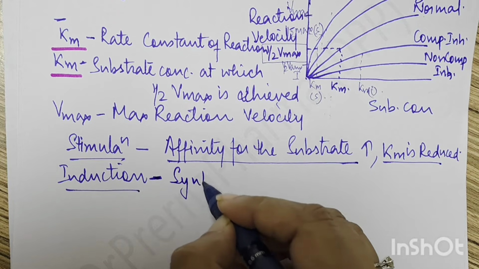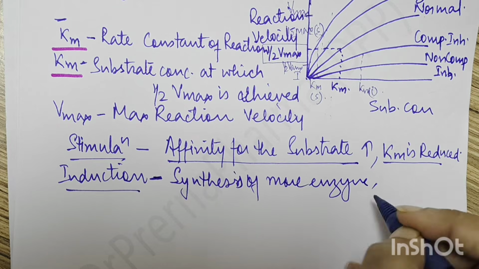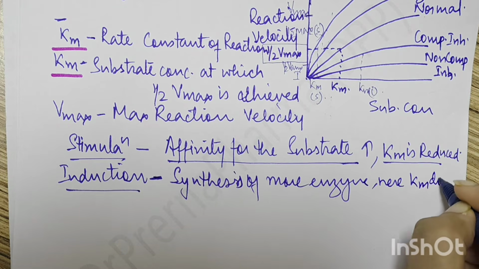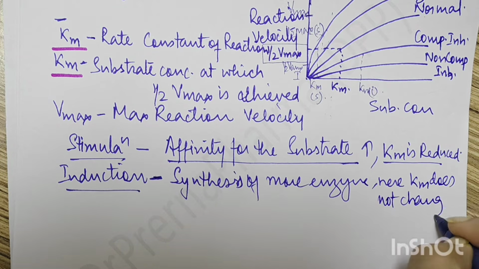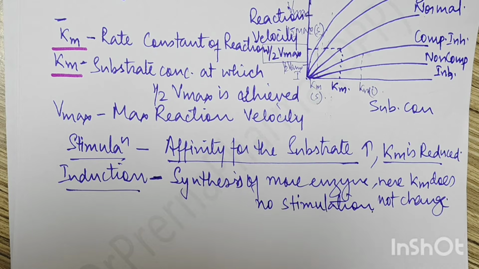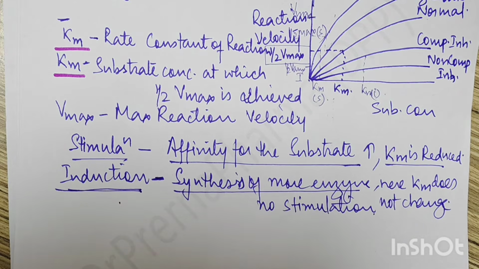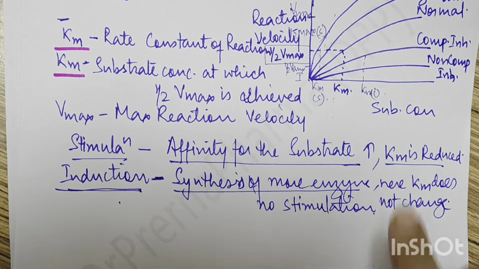Induction means there is synthesis of more enzyme. Okay, here Km does not change. Here there is no stimulation of the enzyme. It's just that the number of enzyme molecules is increased. So this is basically induction. And as we know, many microsomal enzymes are induced. And in induction, you can see again the graph has moved upwards, right?